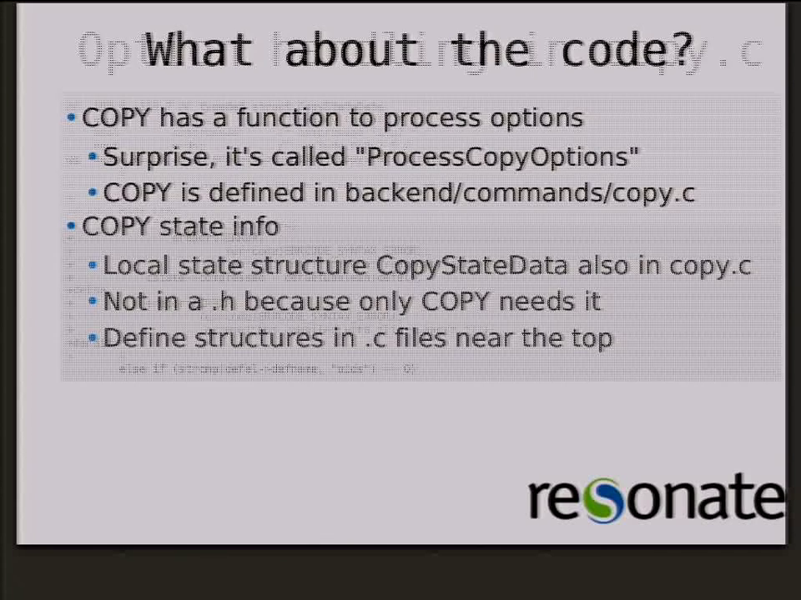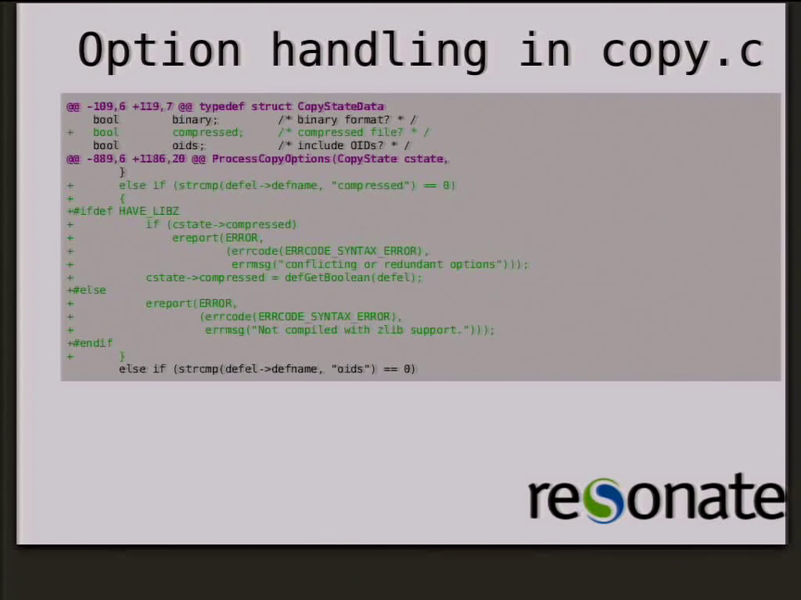All right, so here's where the option handling is in copy.c. What you have at the top of the file is a copy state data structure, right? I'm going to add my new Boolean in here, just called compressed. All it's doing is tracking whether I said that this is going to be a compressed stream coming through the copy or not. And then inside of process copy options, I actually write the new code that says what I do when I see that option come through from the parser.